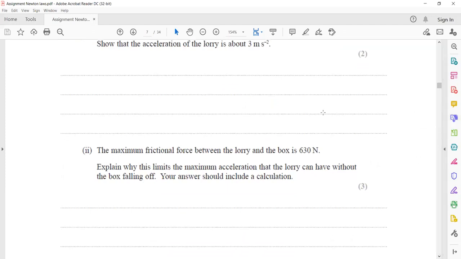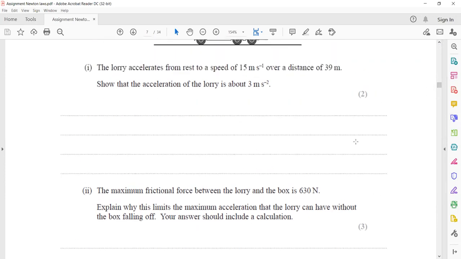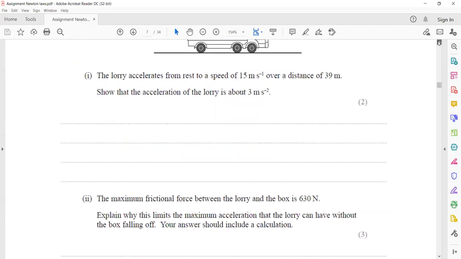So the maximum frictional force between the box and the lorry is about 630 newtons. Explain why this limits the maximum acceleration of the lorry without the box falling off. The answer should include a calculation.